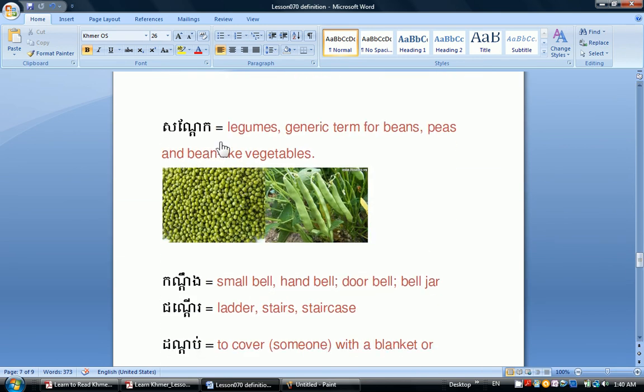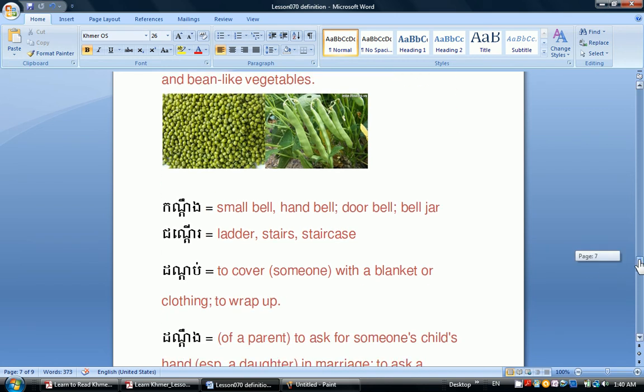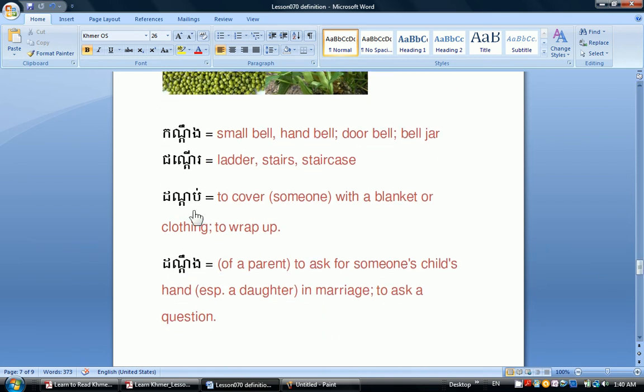Sandai means legumes, or a generic term for beans, peas, and bean-like vegetables. Okay, so here's a picture of sandai. Kandang is a small bell, a handbell, a doorbell, or a bell jar. Chundao is a ladder, stairs, or staircase. Dandap means to cover someone with a blanket or clothing or to wrap up.